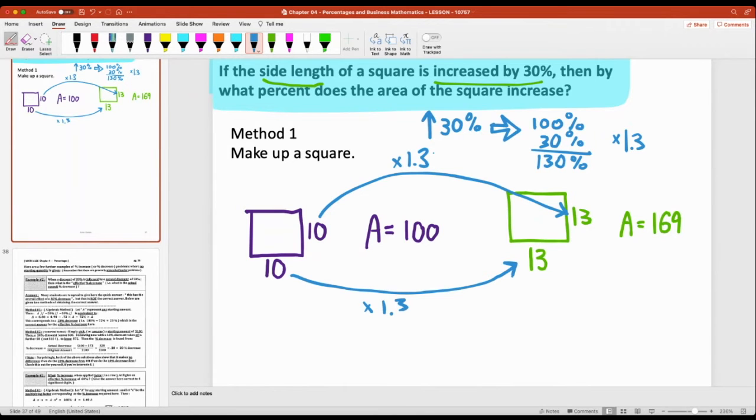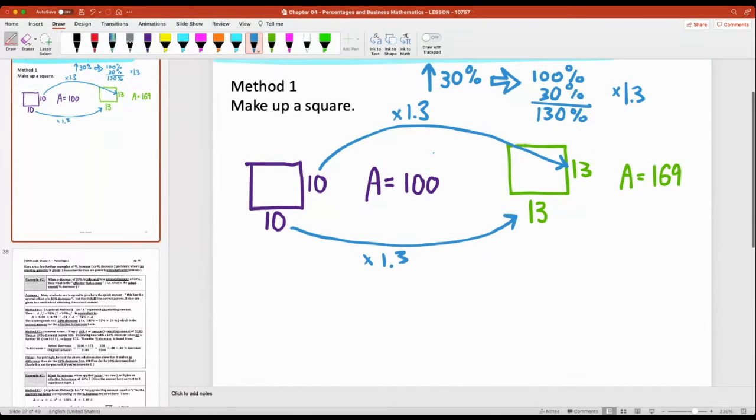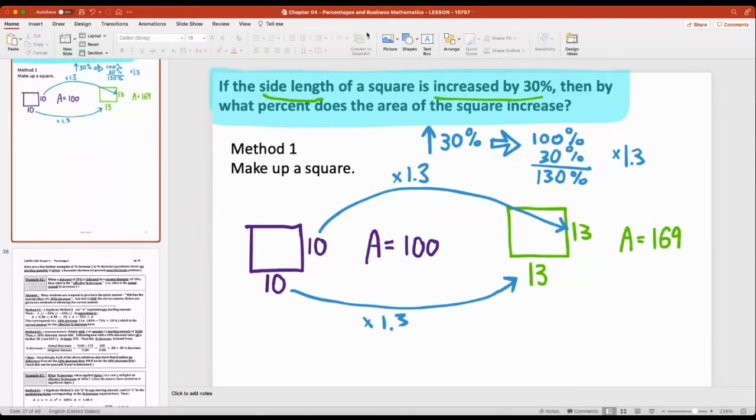Okay, so now that we figured out the new area and I've figured out how to do math again, what the heck is the question asking? By what percent does the area of the square increase? Okay, so I'll do that calculation here. It's a very familiar calculation from the chapter. That is correct, it's 69%. That is very good. Nicely done.